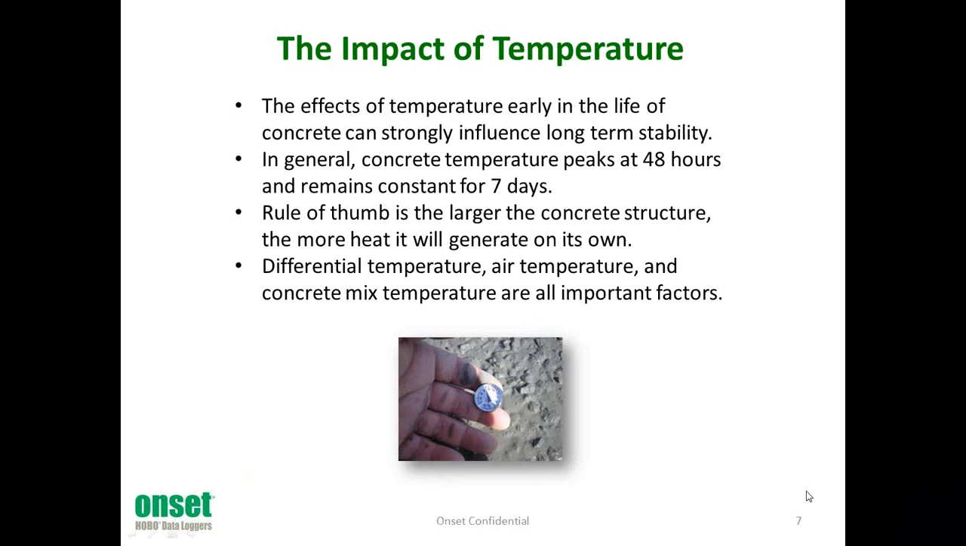Sorry about that. Let's look in more detail at what the impact of curing temperature has on concrete. The effects of temperature early in the life of concrete can strongly influence long-term stability. In general, concrete temperature peaks at 48 hours and remains constant for 7 days. The larger the concrete structure, the more heat it will generate on its own. Managing the heat of hydration becomes more challenging when dealing with mass concrete.